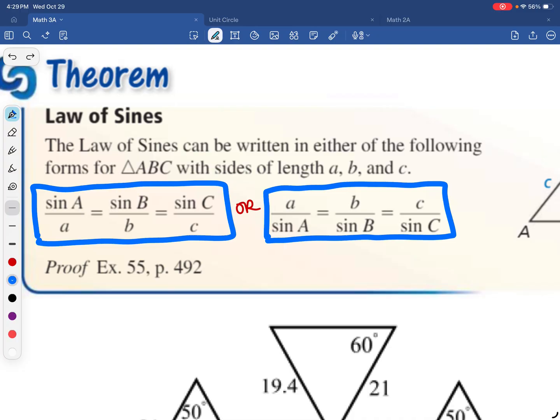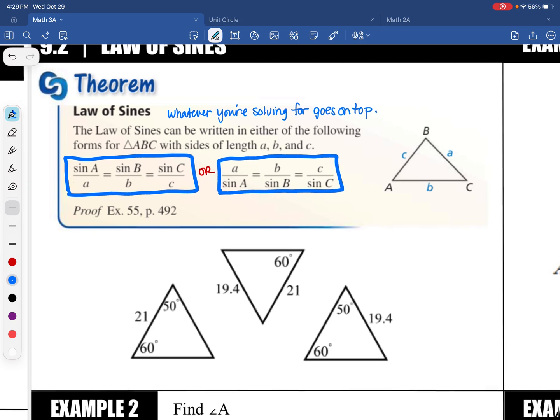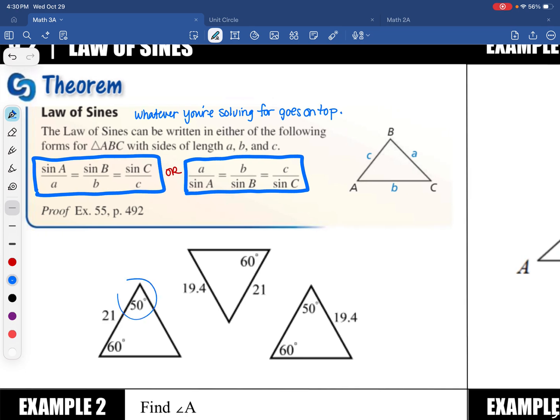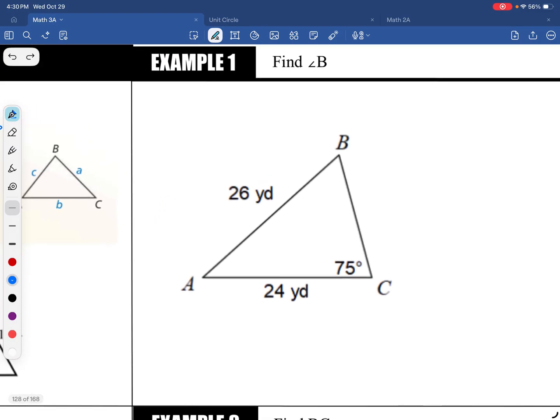So I'm going to write that down. I think it's worthwhile for you to write it down too. Whatever you're solving for goes on top. And of course that doesn't have to be the case, but I think it's going to make it the easiest for you. So this is just kind of showing you what our problems are going to look like. But let's jump right to this first example, and then we can go through it a little bit better.